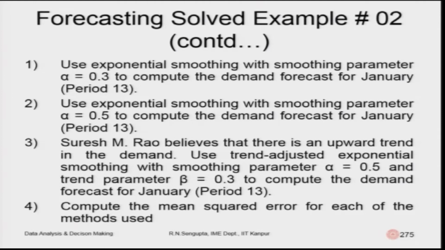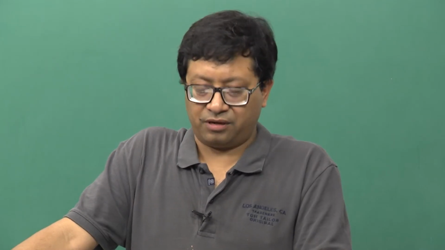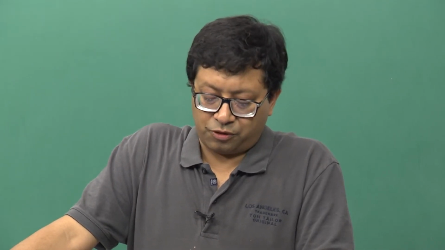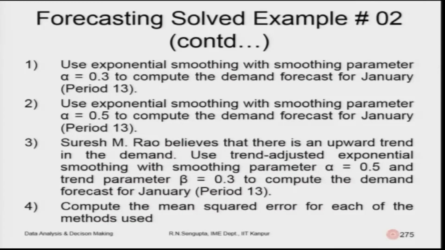So, what is the problem? What we have to solve? Use exponential smoothing with smoothing parameter alpha equal to 0.3 to compute the demand forecast for the month of January, which is January of the next year, which is the 13th time period. Use exponential smoothing with smoothing parameter alpha equal to 0.5 to compute the demand forecast for January, which is basically the 13th time period again. So, in this case you are using a smoothing parameter of 30% in one case, and in another case you are using a smoothing parameter of 50%.